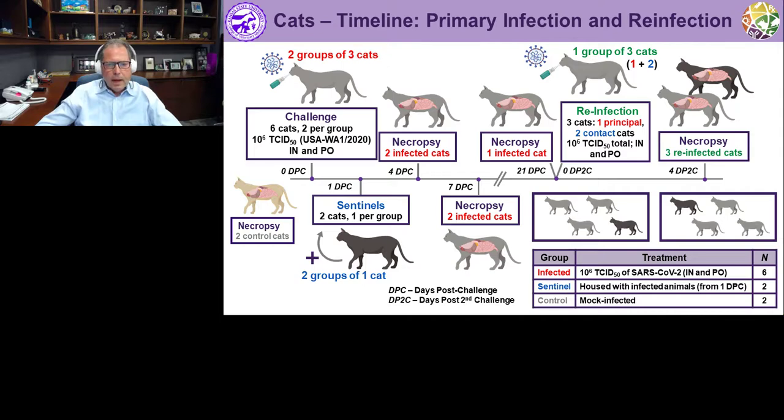Then on day 4, we necropsied 2 infected cats. On day 7, we necropsied another 2 infected cats. On day 21, we necropsied another infected cat. And then we had 3 cats left, which we reinfected with the same dose of the same virus intranasally and per os. We followed these animals for 4 days, and then we did necropsy and looked for pathology, microscopic pathology, and all the virology associated with this study.